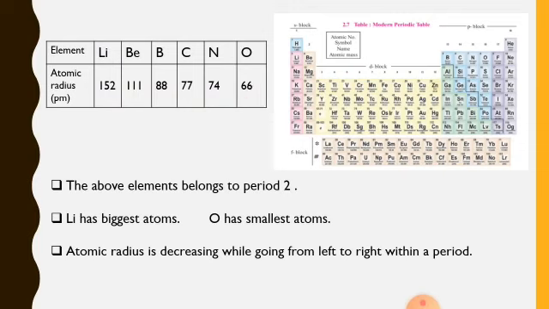And the fifth question is: what is the periodic trend observed in the variation of the atomic radius while going from left to right within a period? So what happens over here? While going from left to right in a period, the atomic radius is decreasing. Here you can see the atomic radius is decreasing.